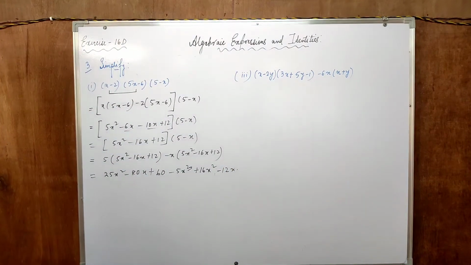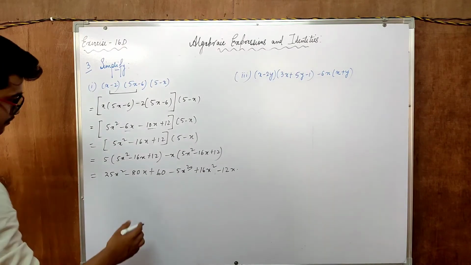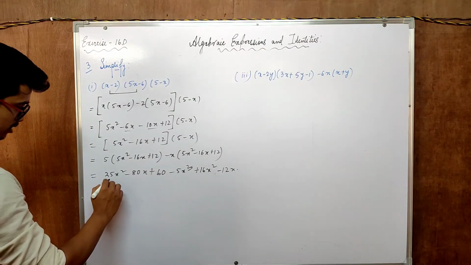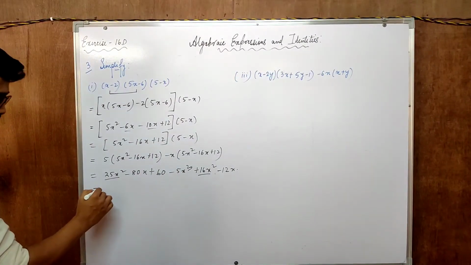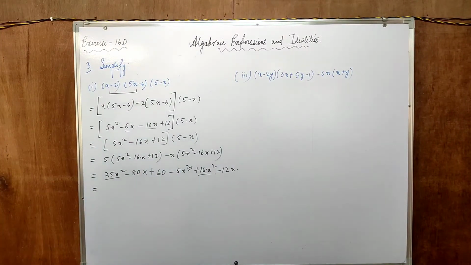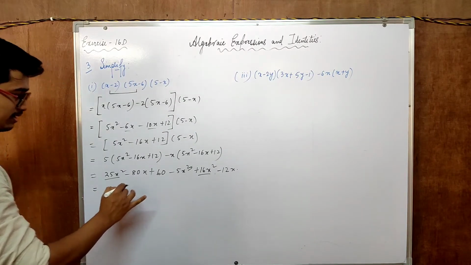Did you get it? How am I solving so fast? That is the process of doing it, right? So finding out the like terms, that is 25x square and 16x square. Add these two values, what will I get? 25 plus 15 will give us 40, but here it is 16, so it will become 41x square, right?